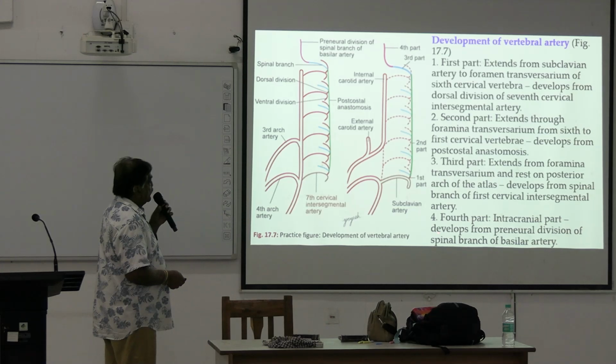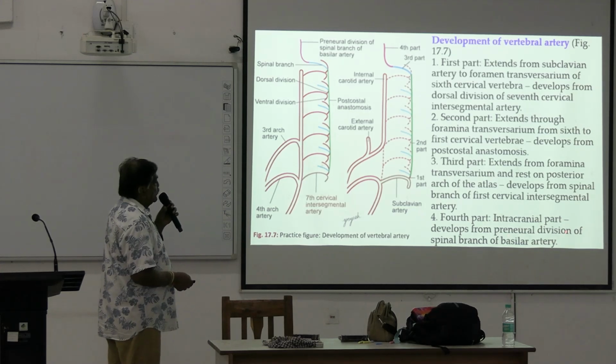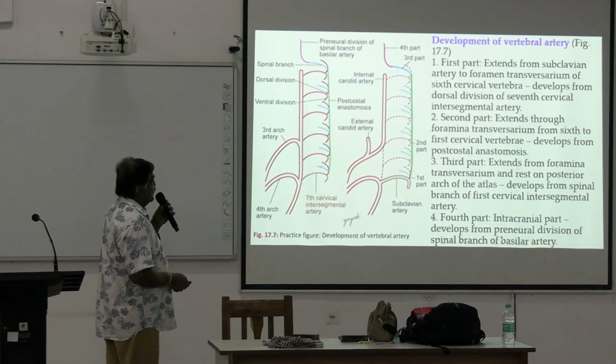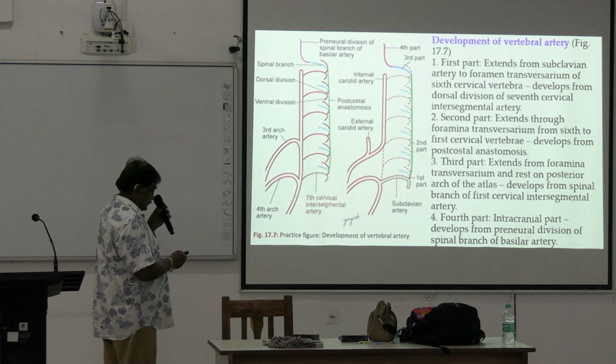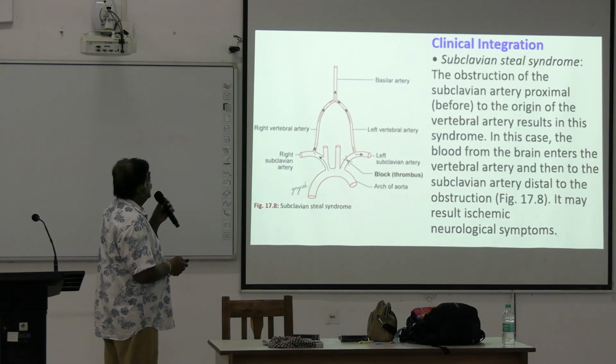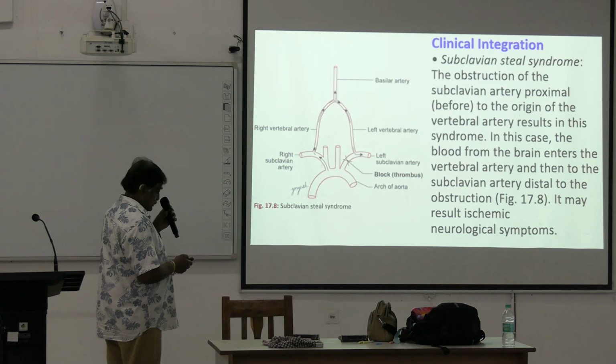Fourth part, intracranial part, develops from the neural division of the spinal branch of the basilar. I think this is not so. Now, this is important.